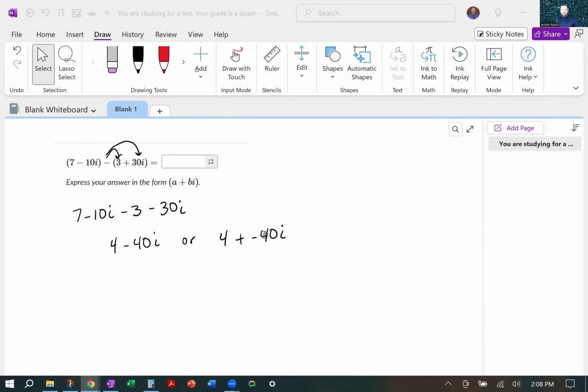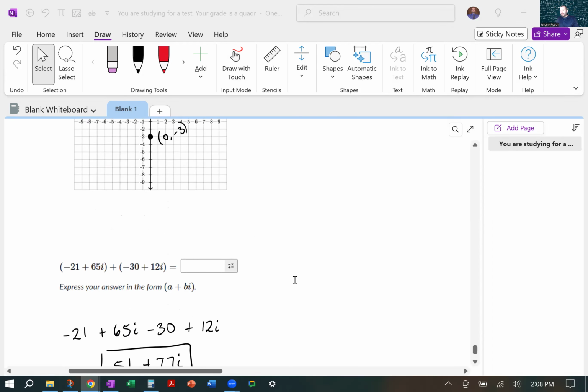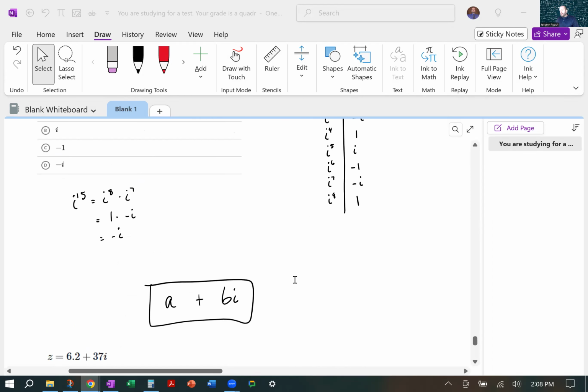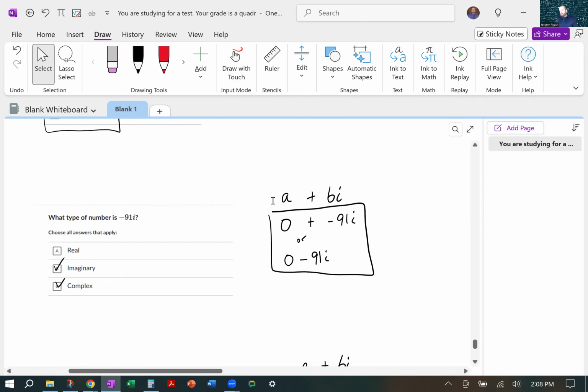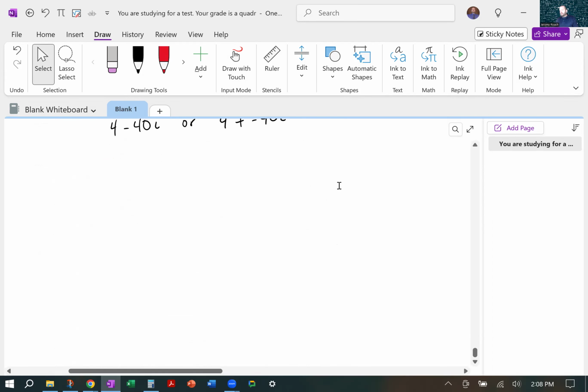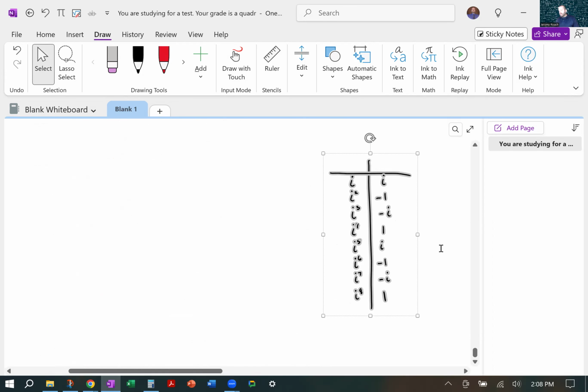All right, now we're going to look at multiplying complex numbers, and we might get some where we have i squared. So let's go back up here and we'll copy this table. i squared is just negative 1, but we might have other ones where we get i to even higher powers. So it might be a good idea to just have this table handy just in case.